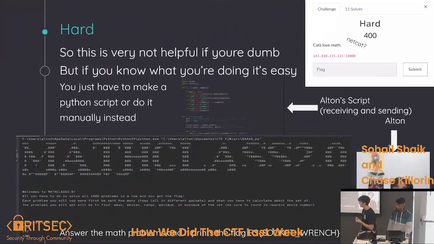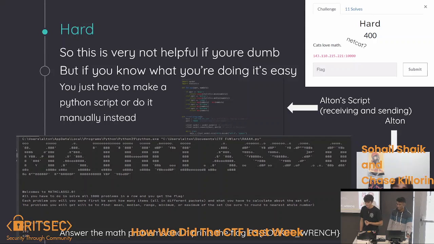And for hard, this one was very confusing. You're just given "cats love math" and then an IP and a port, which, if you're like me and Sohail, you have no idea about. So using the biggest brains in the building ourselves, we figured this out.